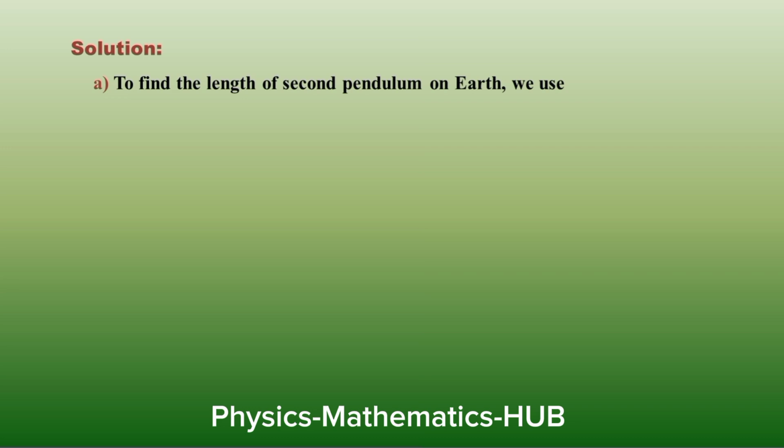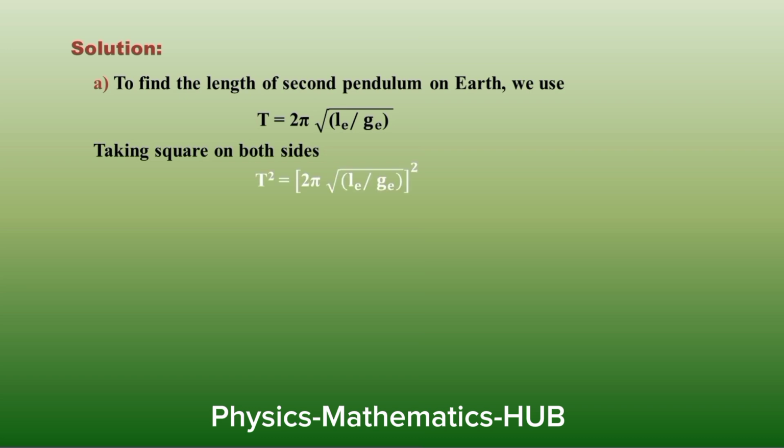Therefore, we use T is equal to 2 pi square root of L divided by G, where T is the time period of the second pendulum, LE is the length of the pendulum on earth, GE is the gravitational acceleration on earth. Taking square on both sides to get rid of the square root, T square is equal to (2 pi square root of LE divided by GE) whole square.